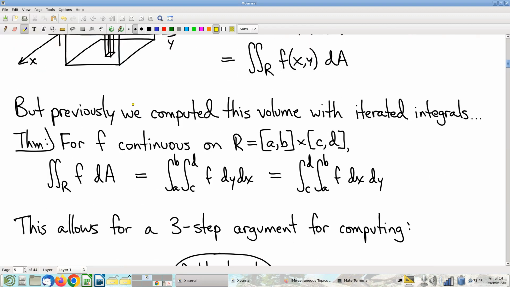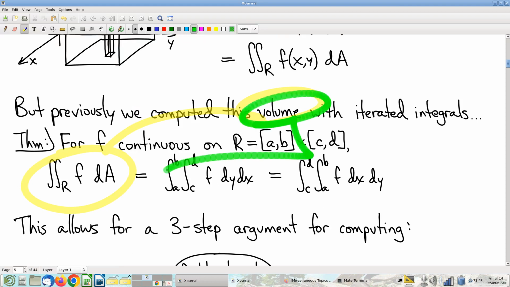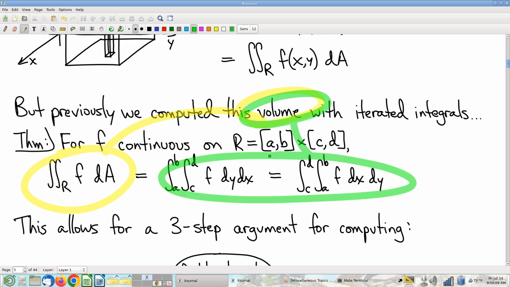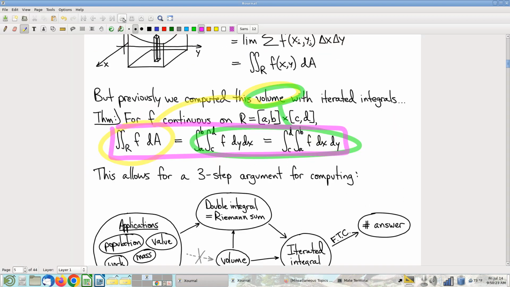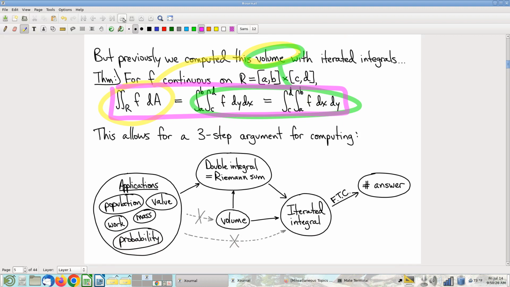The big result is that now that we've computed volume as a double integral, and reminding you that we had previously computed volume with iterated integrals, the actual punchline, what we really care about, is that this tells us that double integrals can be computed with iterated integrals. Let me show you how this fits into our strategic diagram. I computed volume with a double integral. That's nice. I computed volume previously with iterated integrals. That connects these dots, making the connection between double integrals and iterated integrals.